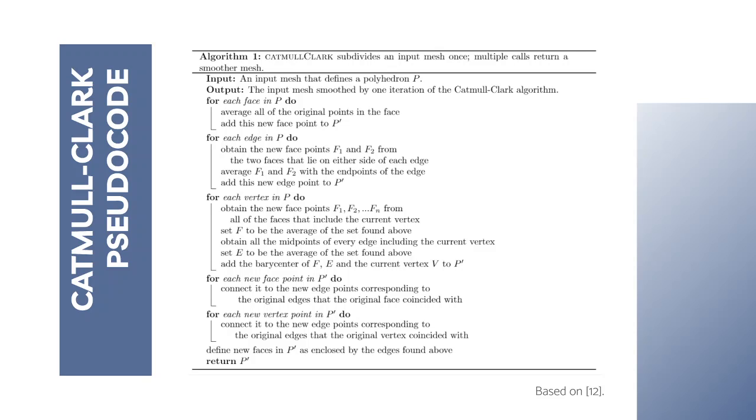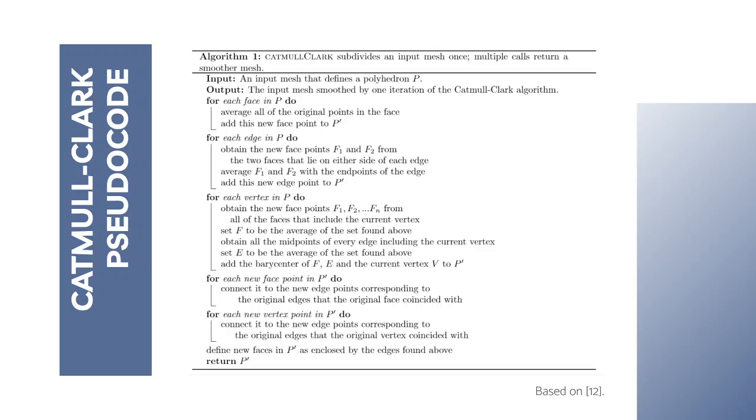From here, for every vertex in our polyhedron P, we obtain all the face points that adjoin the given vertex, average them to be a number f, find all the edge average points that adjoin the vertex and average them to be a number e, and then take the barycenter of f, e, and the current vertex v and add it to our new polyhedron.